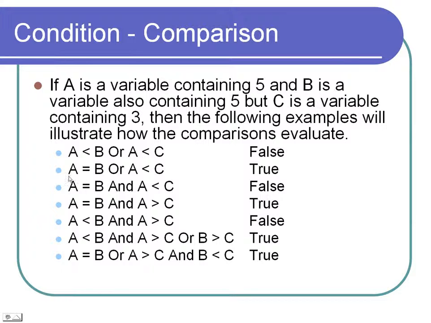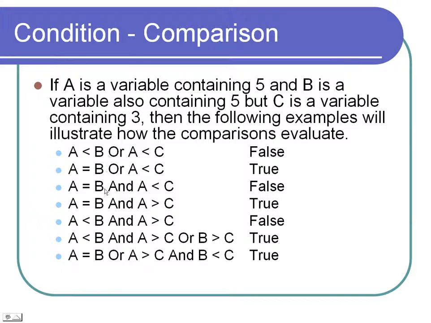Let's look at this one. A equal to B. Yes, 5 is equal to 5. Or is 5 less than 3? Well, this is false. 5 is not less than 3. But we can say 5 is equal to 5. That's true. So since one of them is true in an OR, we get a true out. I'm sorry, I said the wrong thing up here. If either one or both are true, then you get a true.